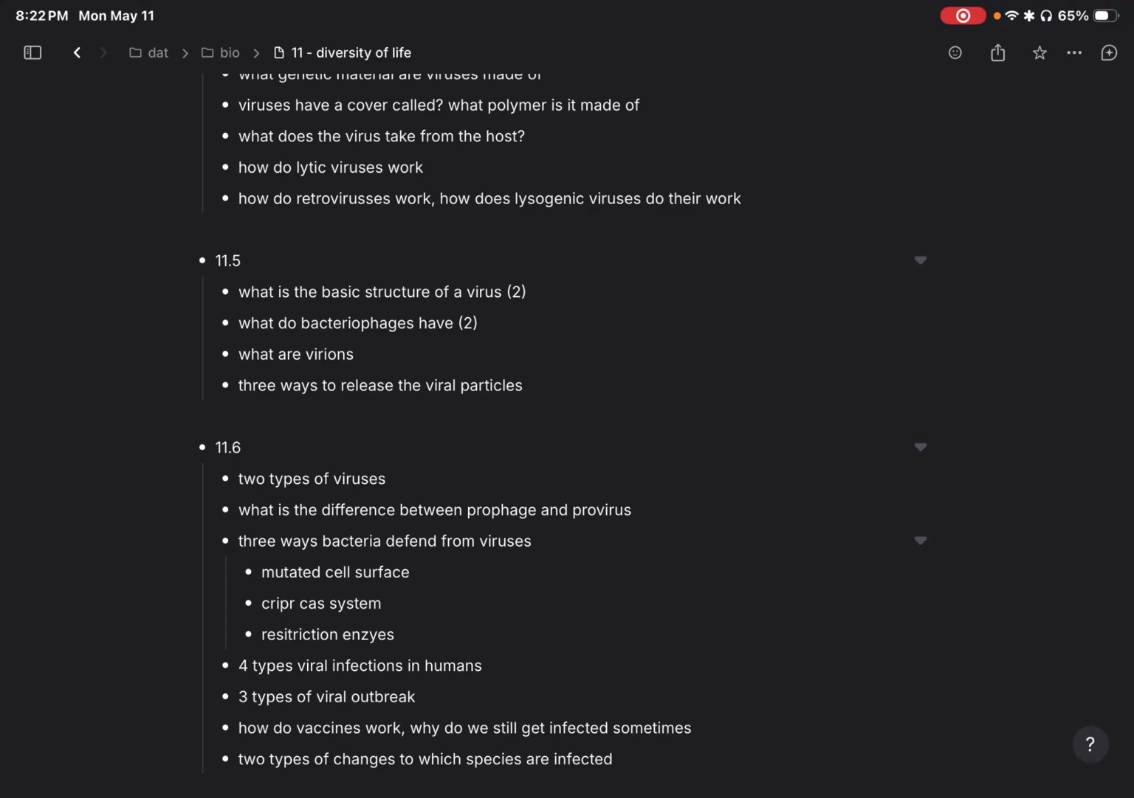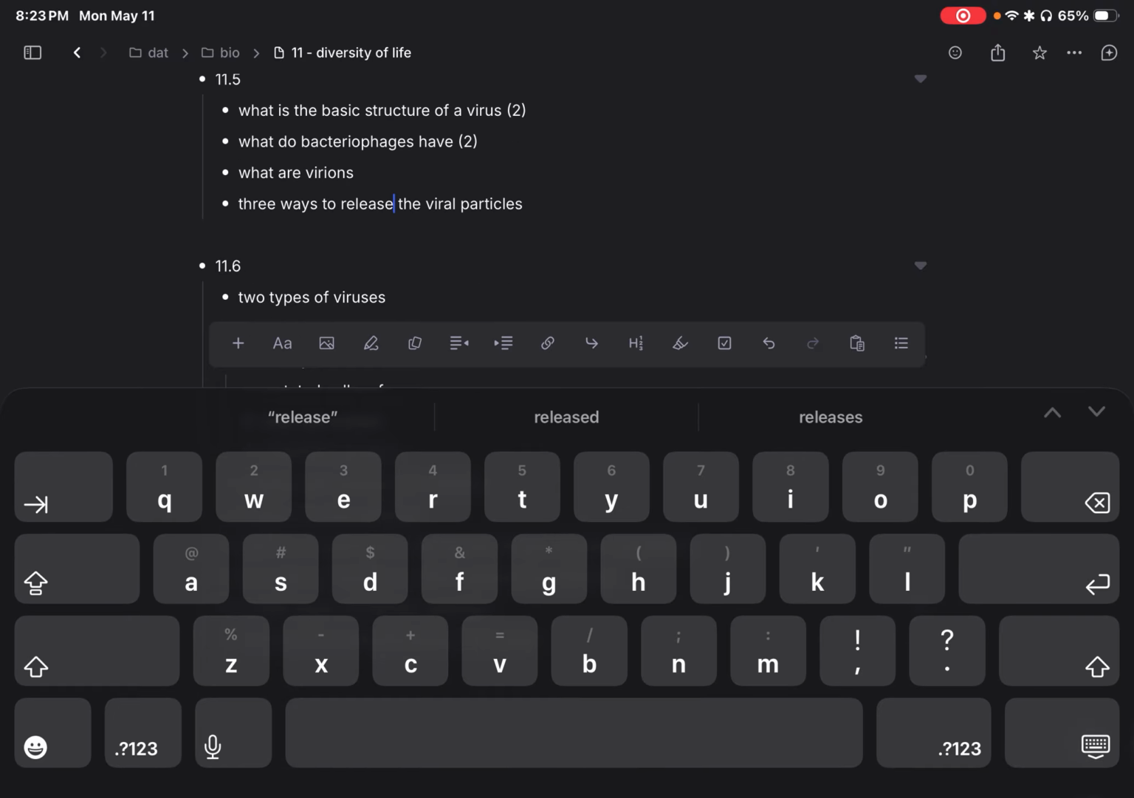What are virions? Virions? 3 ways to release the viral particles. So there's apoptosis, which is when the cell just explodes. Then you can have exocytosis. So exocytosis will just leave. Then you can have budding, and you can have apoptosis. What are virions? I'm not too sure. Complete virus particles. Yeah, I'm not sure.